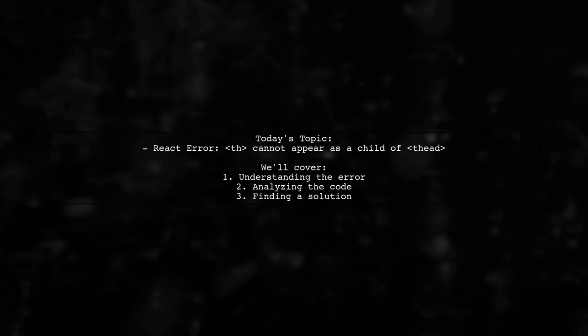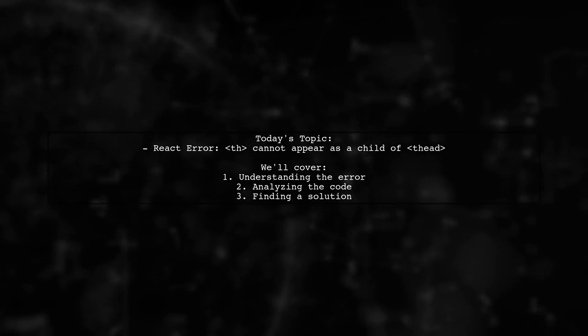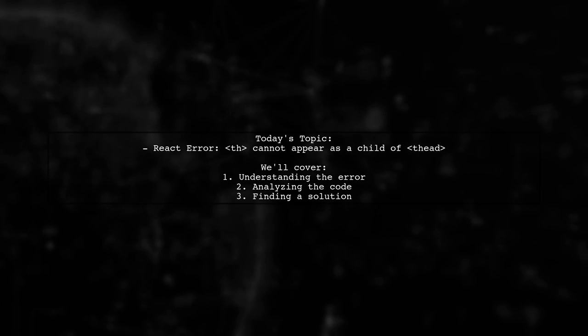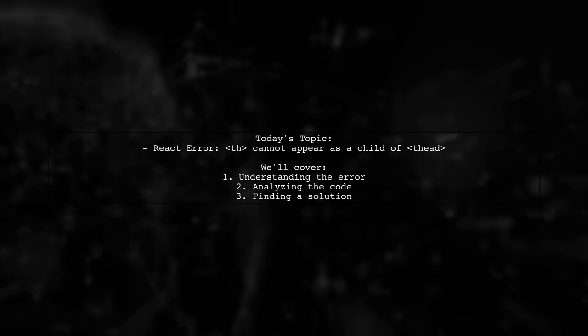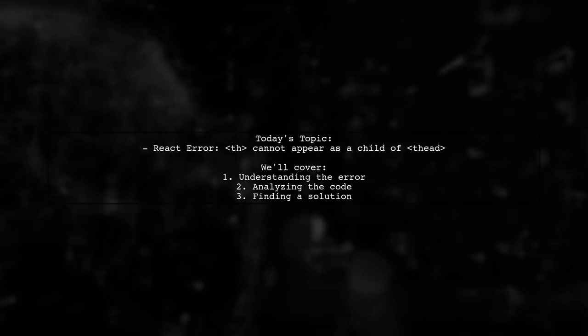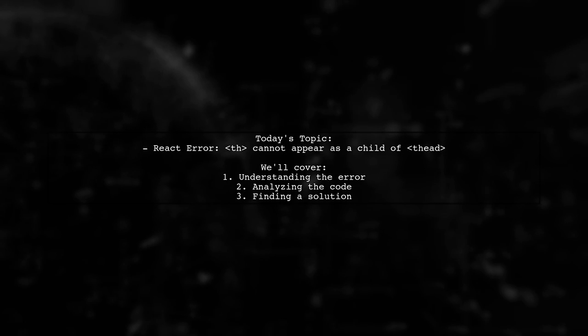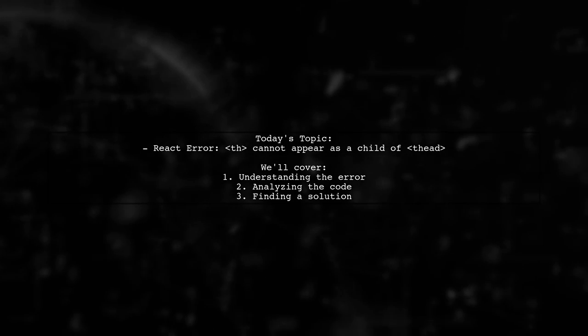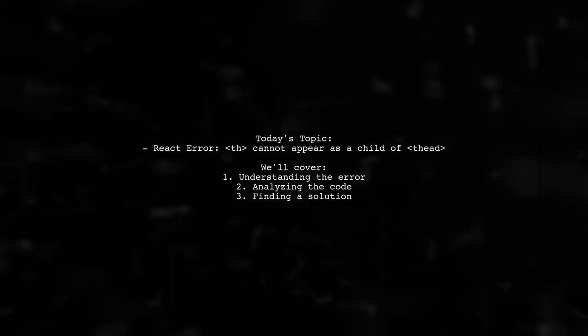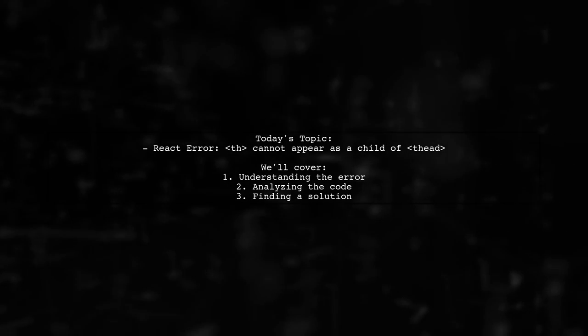Today, we're tackling a frustrating issue that many React developers encounter. Our viewer is working on a React and Rails application and keeps running into a console error that says, "Warning, validate DOM nesting, cannot appear as a child of the thead." Let's dive into the details and see how we can resolve this problem together.